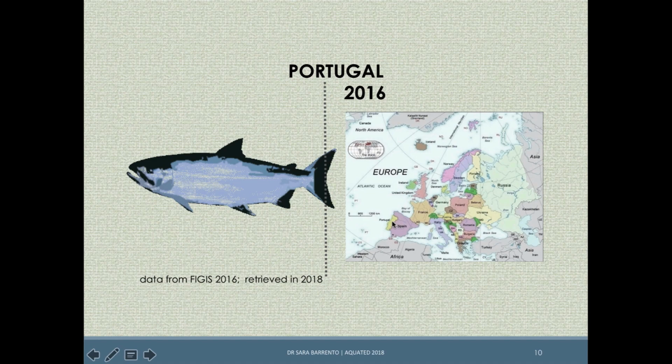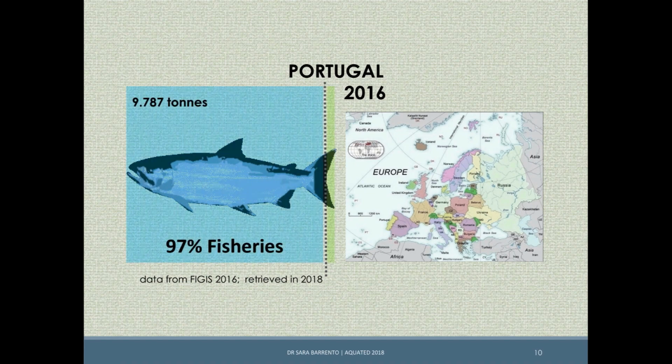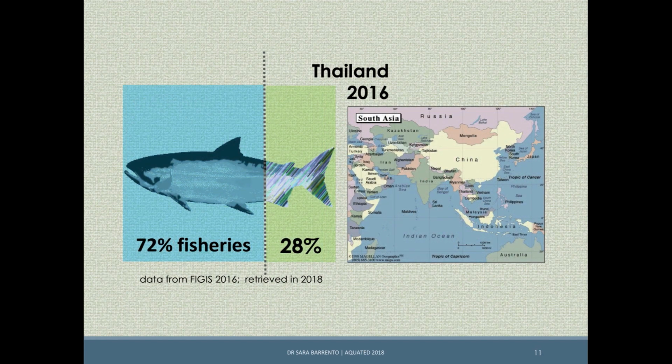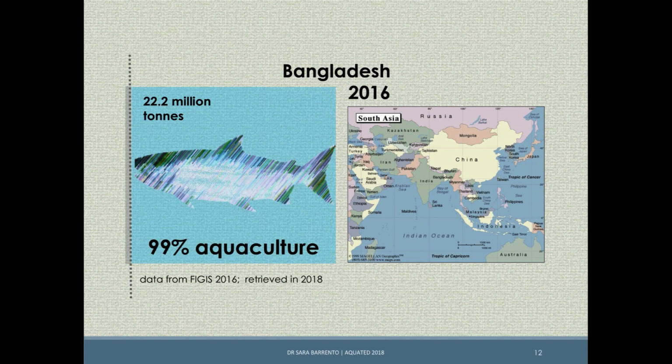Portugal is a small country in Europe, but is one of the biggest consumers in Europe. So in 2016, the biggest production was coming from fisheries. 97% is still fisheries and only 3% is aquaculture. If you go to Thailand, okay, Thailand is where I am at the moment, it's here. What you have is still a big component of fisheries and only 28% of aquaculture. But again, because individual countries are different, if you look at Bangladesh, Bangladesh is in the opposite situation to Portugal. 99% of its production is entirely from aquaculture.